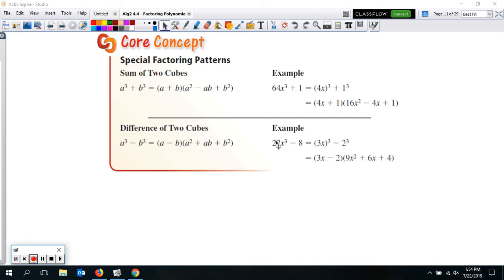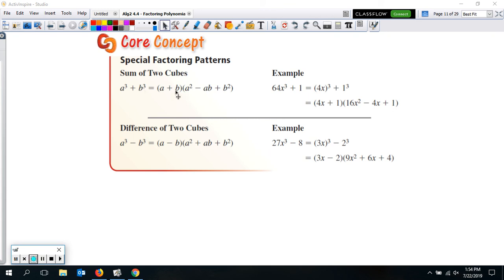So numbers down here, 27, 8, those are also perfect cube numbers because 27 is 3 cubed, 3 times itself 3 times. 8 is 2 cubed. And so that's what they're showing you here. Those numbers are what's cubed. So you need to realize the numbers that are getting cubed.